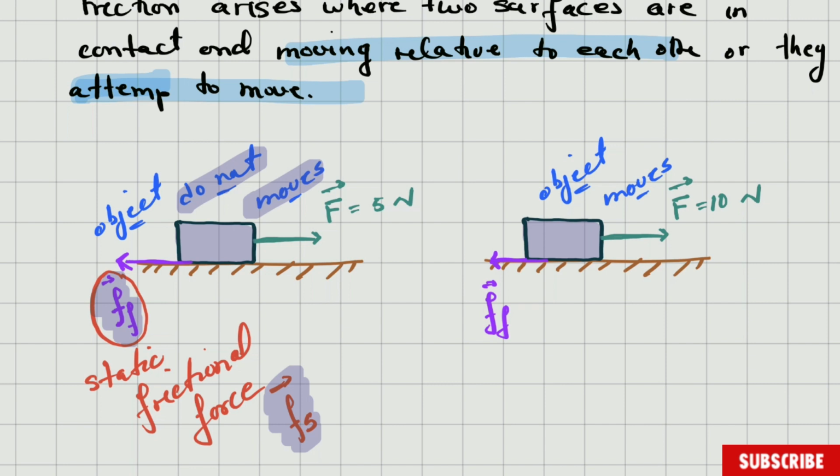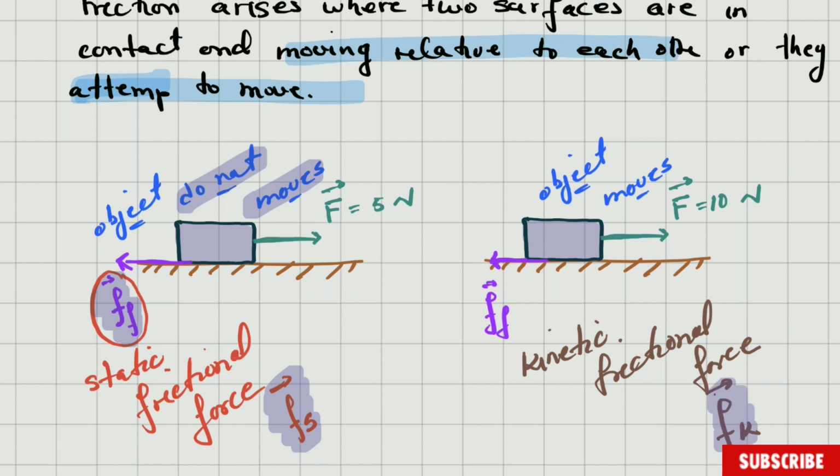And in this scenario, when the object is moving, there is friction, but the object is moving, we are going to call that frictional force kinetic frictional force. This is kinetic frictional force, and the symbol we're going to use is Fk. Still friction, so it does not really matter which symbol we use. We can use either one. So those are the main two types of frictional force we are going to encounter here.